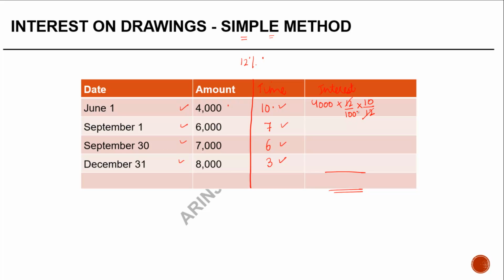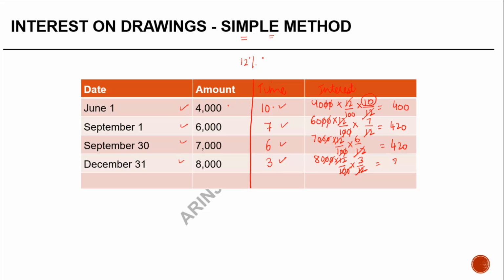So this goes off here, 1, 2, 1, 2. The interest which we have to pay will be 400. So in the second one, I have 6,000 into 12 by 100 into 7 by 12. This goes off with this, 0, 0, 0, 0. 60 times 7 gives you 420. Here I have 7,000 into 12 divided by 100 into, the period is 6 months, so 6 by 12. Again, 70 times 6 gives you 420. 8,000 into 12 by 100 into 3 by 12. 80 times 3 gives you 240.